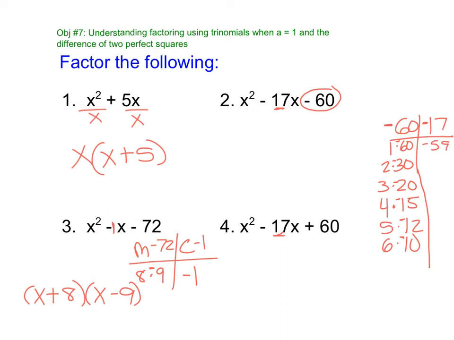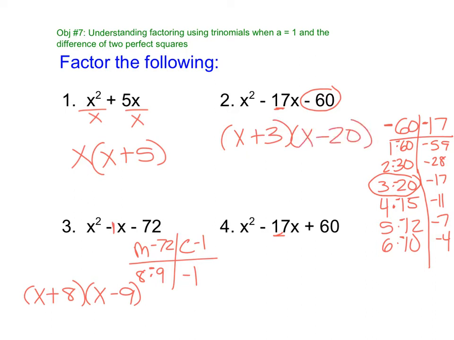Negative 59, negative 28, negative 17. We are subtracting to 17. Negative 11, negative 7, negative 4. So we get x plus 3, x minus 20. That's different than in number 4.